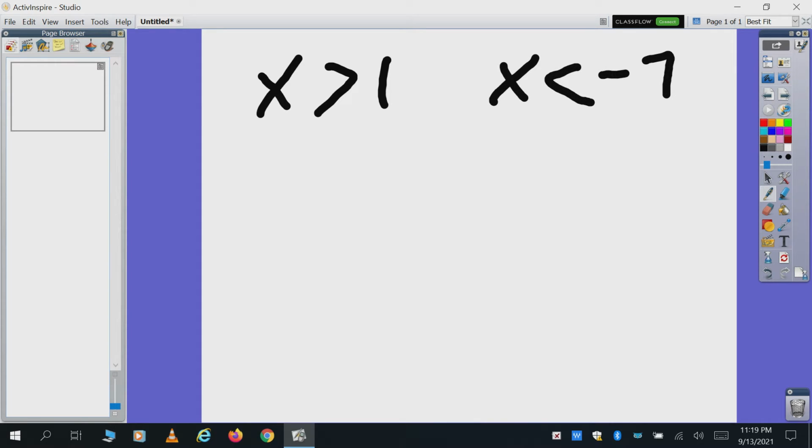I have my two values on top. Make sure you always write them down, or you can always circle them, just to make it easier for me whenever I'm grading your papers. Now, I'm going to graph this.